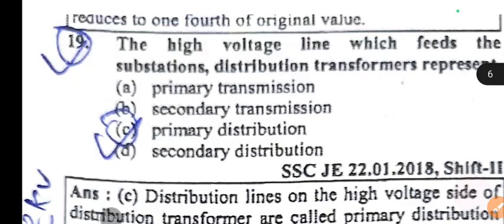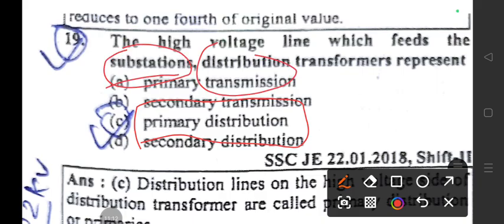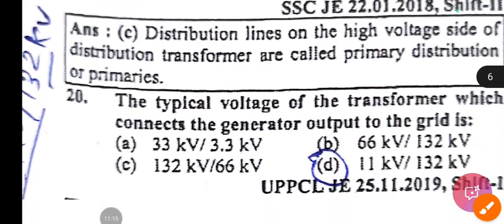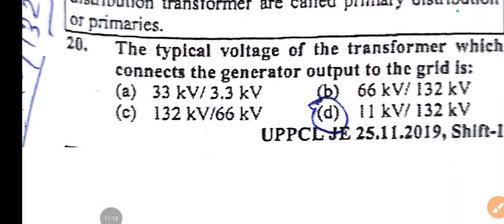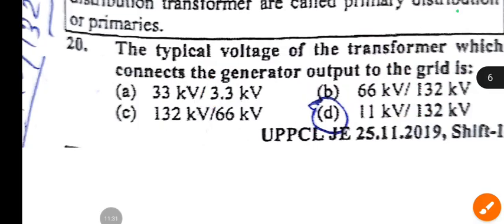Now, the high voltage line which feeds the substation distribution transformer represents the primary distribution system. Okay, remember this word: substation distribution transformer represents the primary distribution system. Okay, now the typical voltage of a transformer which connects the generator output to the grid is 11 kV by 132 kV. See, this word is grid. So that is why 11 kV by 132 kV.